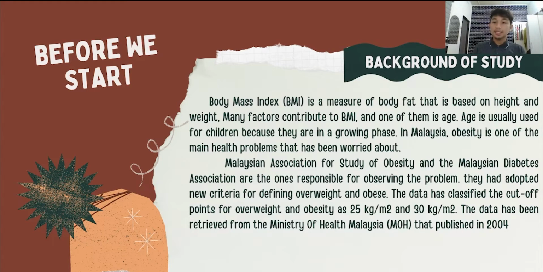In Malaysia, obesity is one of the main health problems that has been worried about. The Malaysian Association for Study of Obesity and the Malaysian Diabetes Association are responsible for observing the problem. They have adopted new criteria for defining overweight and obese. The data has clarified the cutoff points for overweight and obesity as 25 kg per meter squared and 30 kg per meter squared. The data has been retrieved from the Ministry of Health Malaysia (MOH), published in 2004.